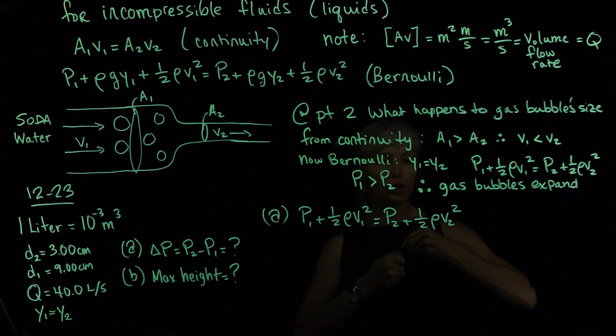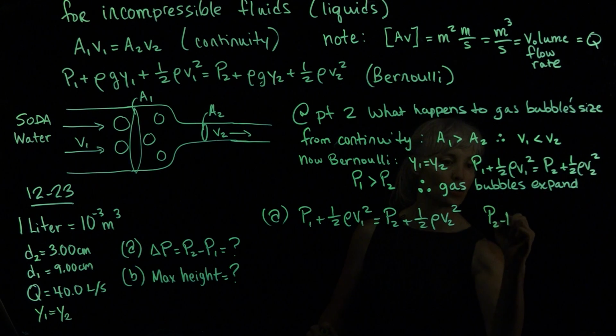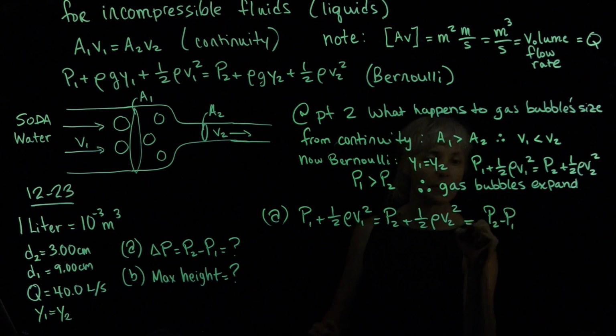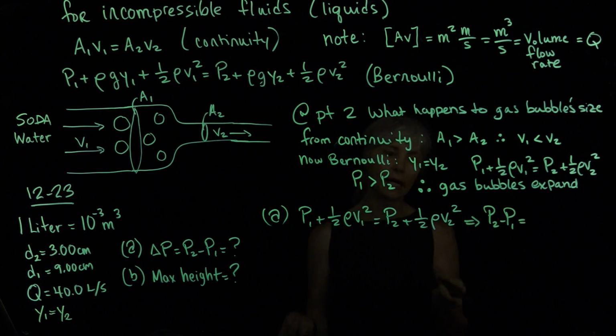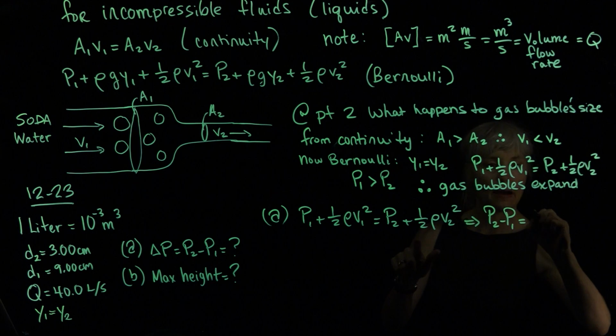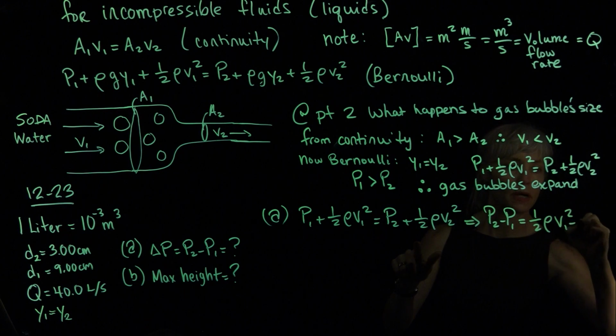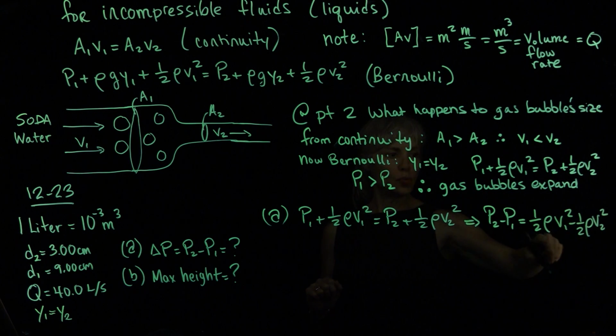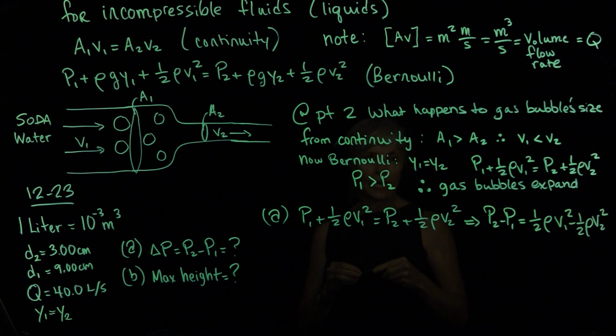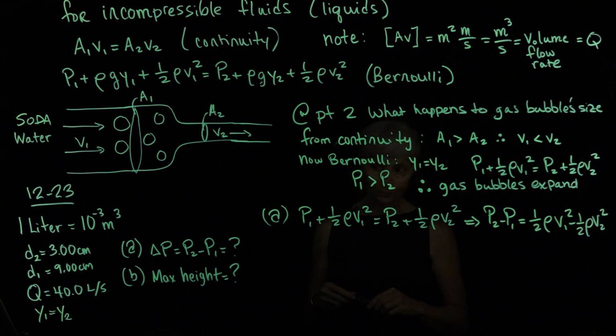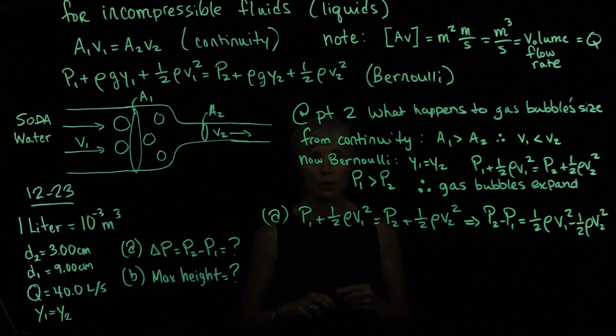So we want to get P2 minus P1. So if I rearrange this equation to solve for P2 minus P1, getting this on one side and everything else on the other, then what I'm going to have is 1/2 rho v1 squared minus 1/2 rho v2 squared. So this is the equation that I want to solve for, and notice that I don't know v1 and v2. So I need another equation to solve for v1 or v2, and of course that's going to come from the equation of continuity.